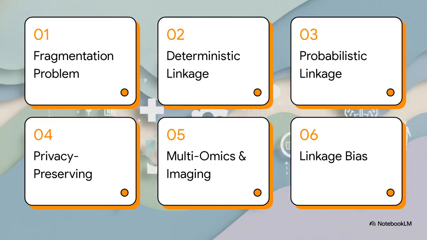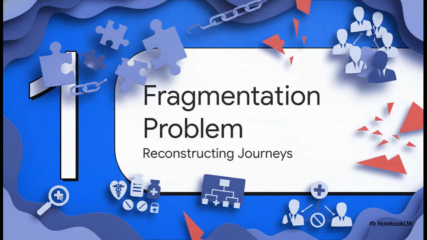So, here is our roadmap for today's explainer. We'll start with the core problem of data fragmentation, and then walk through the exact methods we use to actually solve it, from deterministic and probabilistic linkage all the way to modern privacy-preserving techniques. We're also going to cover the cutting edge of multi-omics and, crucially, how to handle linkage bias. Okay, let's jump into Section 1, the RWD fragmentation problem, and how we reconstruct the patient journey.